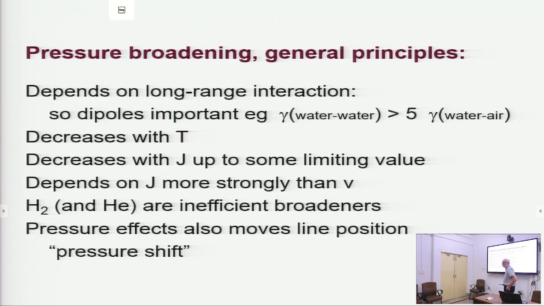Hydrogen and helium are inefficient broadeners. I already said why: because they're light and they don't have long-range effects. And someone asked me about pressure shifts yesterday, and indeed there are pressure shifts, but they're relatively small. Though I promised to provide them with ExoMol, we haven't, and no one has ever asked me for them. So as long as no one ever asks me for them, I don't have to make them. And I'd be quite happy not to, because it's quite difficult.